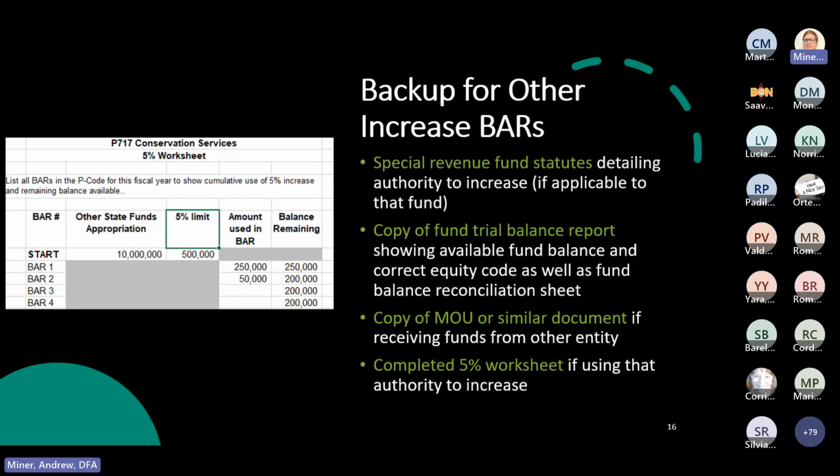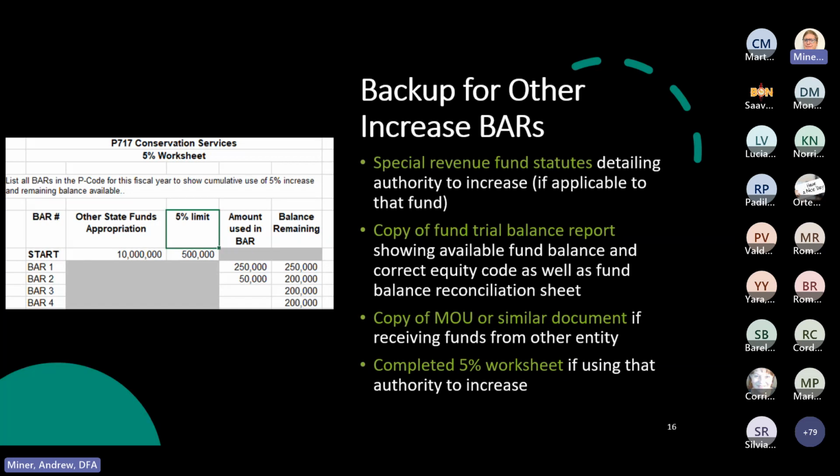A copy of the MOU or similar document if you're receiving funds from another entity. And then last, your 5% worksheet if you are using the 5% authority to do an increase. And this is what you see an example of over here on the left.